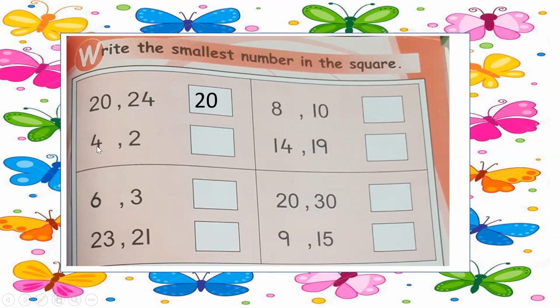So let's find it out. For example, we say 2, then we say 3, and then 4. See, the number 2 comes first. So the number 2 is small, while the number 4 is big.